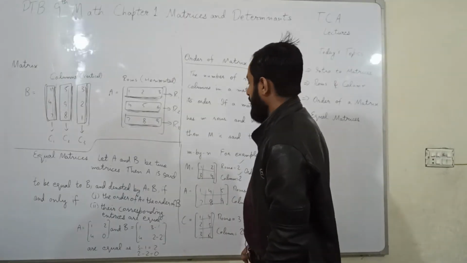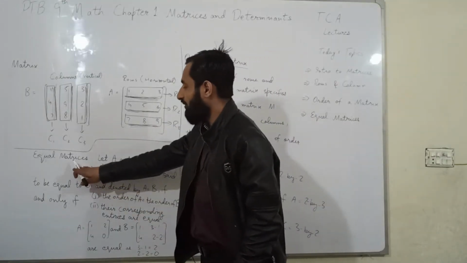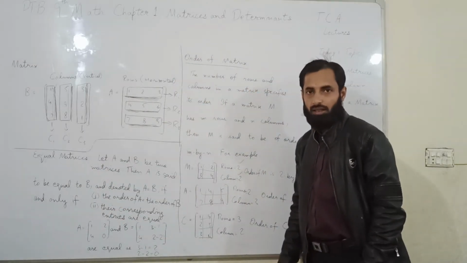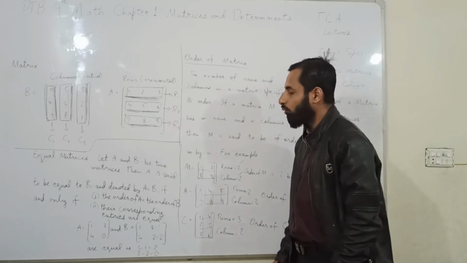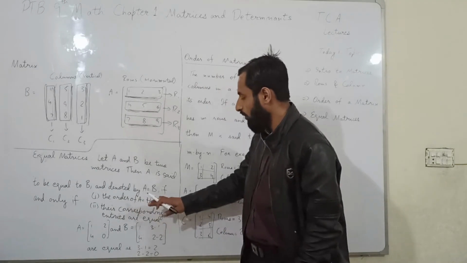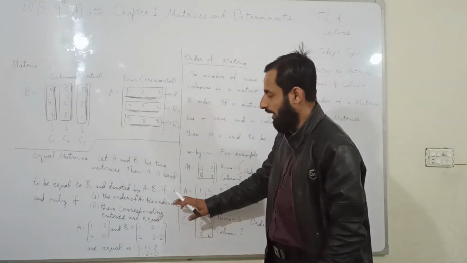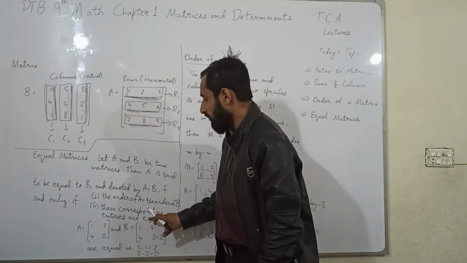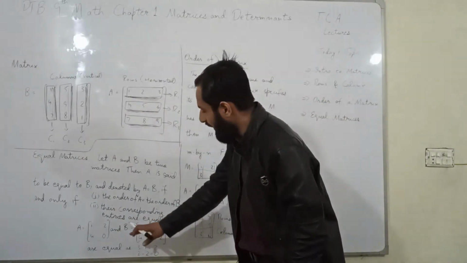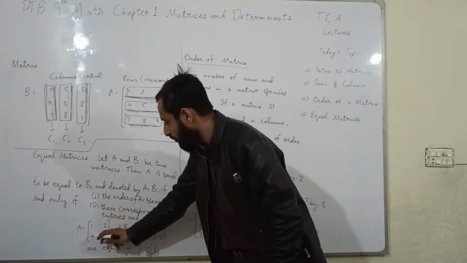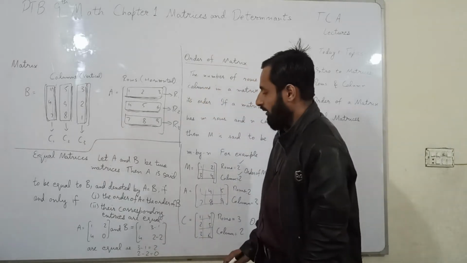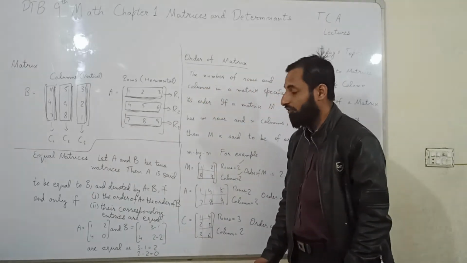Now our last topic for today is equal matrices. When we say two matrices are equal, they should fulfill 2 conditions. The 2 conditions are: the order of matrix A must be equal to the order of matrix B, and their corresponding entries must be equal, otherwise they would not be equal. Now we have 2 matrices, matrix A: 1, 2, 4, 0, and matrix B: 1, 3 minus 1, 4, 2 minus 2.